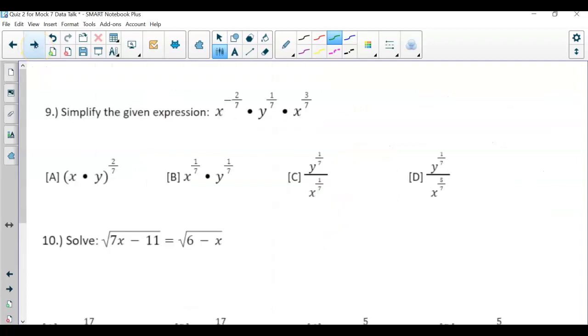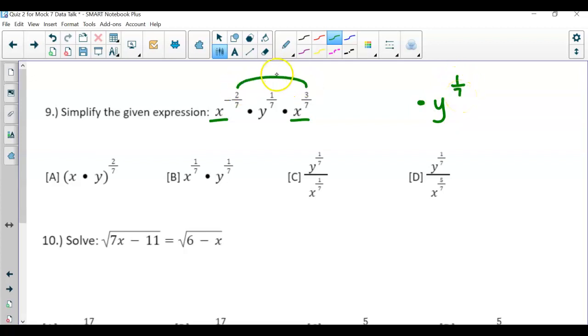Now question number 9. Notice how we're multiplying. So in multiplying, you add the exponents, but only for the bases that are the same. So notice how we have x and x here. So we do nothing with the y. So I still need y to the 1/7 in my answer.